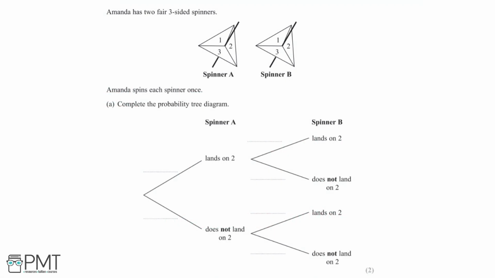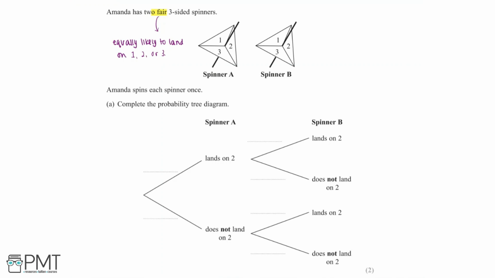In this question, we're told that Amanda has two fair three-sided spinners. And the keyword here is fair. If the spinners are fair, it means that it's equally likely to land on 1, 2, or 3. And since there are 3 possibilities for the spinner to land on, 1, 2, or 3, we can say that the probability of landing on either of these numbers would be equal to 1/3.